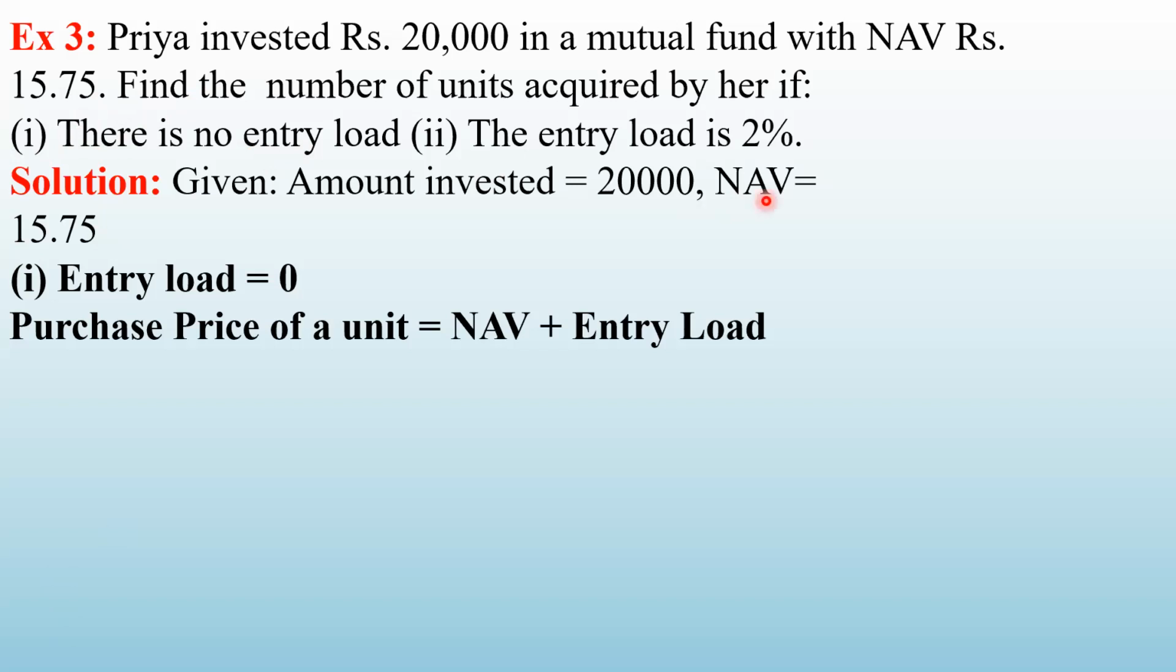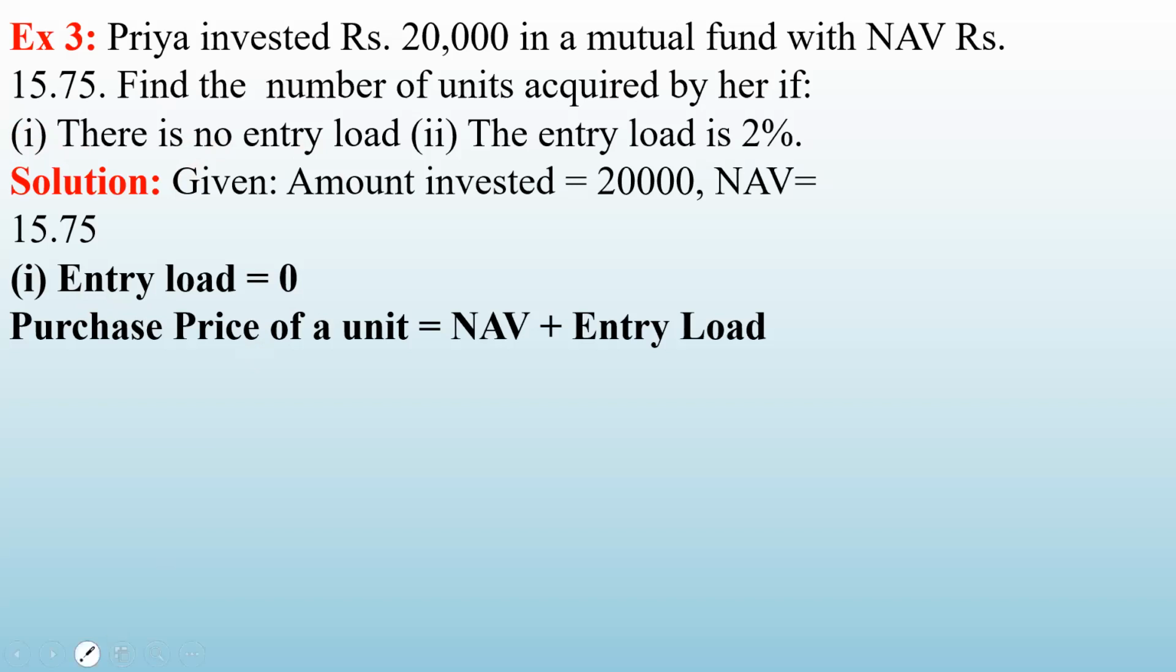So let us see. As you know, if you have to find out the number of units purchased, number of units purchased is amount invested divided by the purchase price. So we need to calculate the purchase price of a unit. What is purchase price of a unit? It is NAV plus entry load. Look at the first question. In the first sub question, there is no entry load. So we will first solve the first one. So entry load is not there, that means entry load is 0.